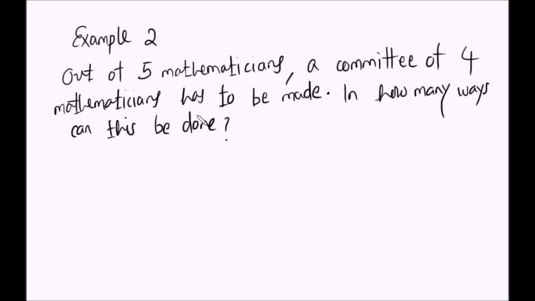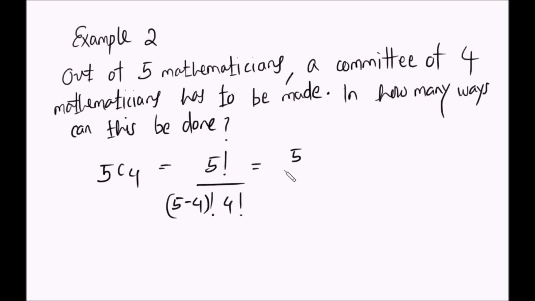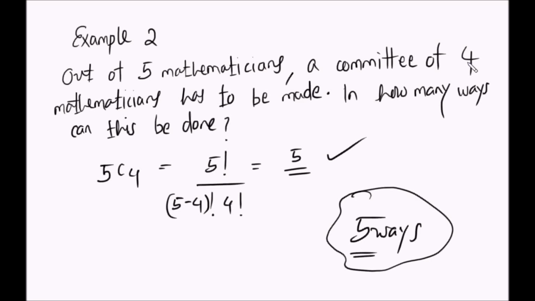Example 2 anasema out of 5 mathematicians, a committee of 4 mathematicians has to be made in how many ways? So you select 4 out of 5, ni 5 combination 4, very straightforward. Itakuwa ni 5 factorial over 5 minus 4 factorial times 4 factorial. This is just going to be 5. The answer is 5. So in how many ways? Ni 5 ways. So example 2 was very straightforward. You select 4 out of 5. So in how many ways? Jibu ni 5 ways. Hiyo ni example 2.